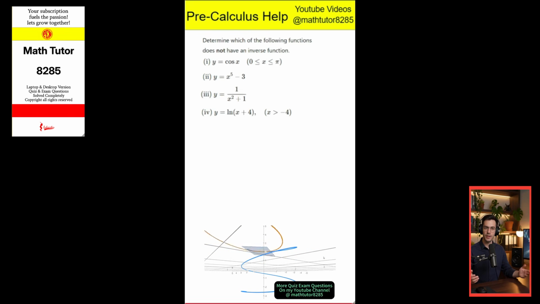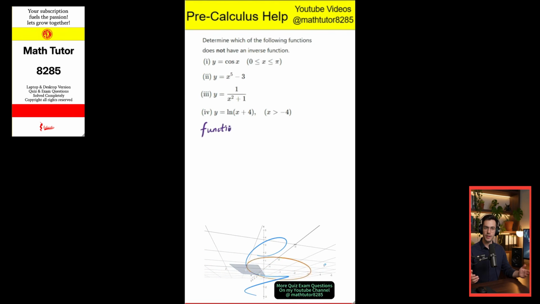Determine which of the following functions does not have an inverse function. Show your reasoning clearly. There are 4 functions. First step, we start by recalling key idea. A function has an inverse if and only if it is 1-to-1, meaning that no 2 different inputs give the same output. Next step, we check each case.